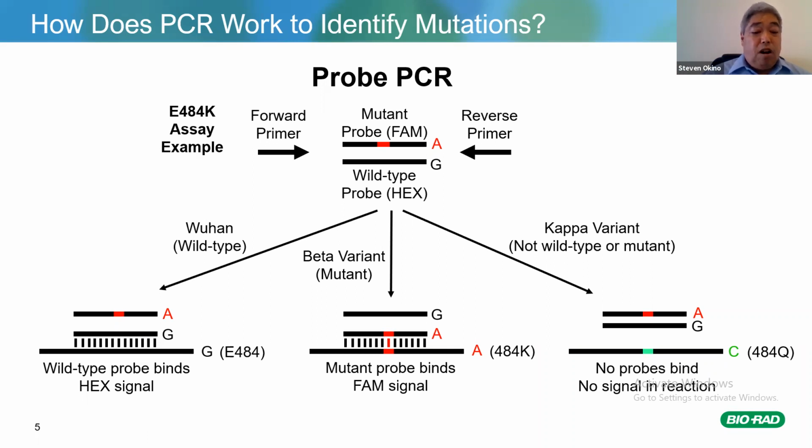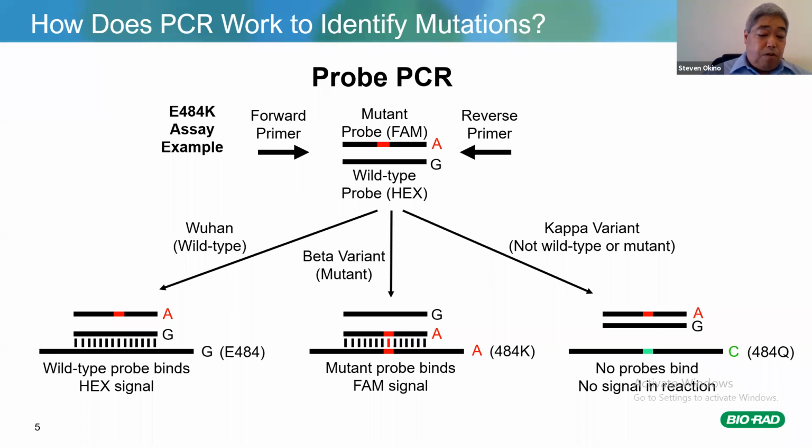This assay, and all single mutation assays we developed, has a forward primer, a reverse primer, and 2 probes. There's a wild type probe, labeled with a HEX dye, and it has a wild type G in it. The G is the base that is consistent with the Wuhan reference gene or virus. It also has a mutant probe, labeled with FAM, a different fluorophore. This one has an A instead of the G, and it targets the mutant virus.